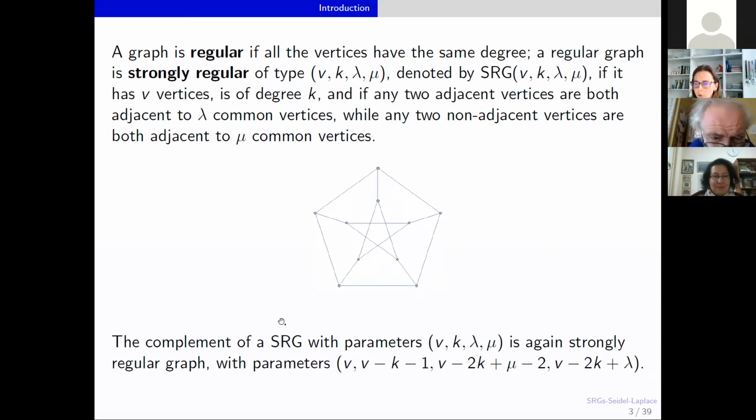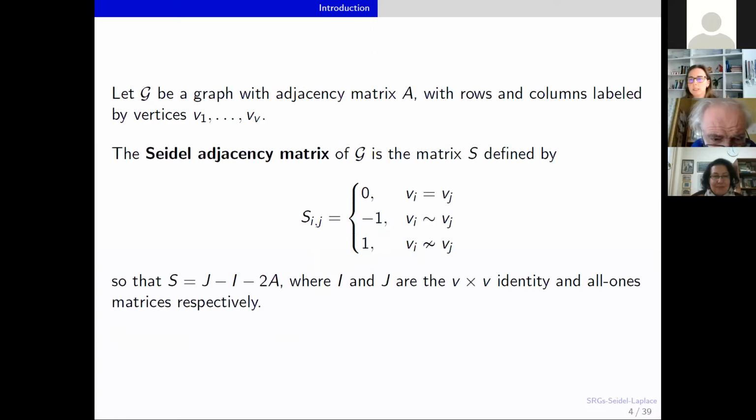A very well-known fact, which is easy to see, is that if you have a strongly regular graph, then its complement will again be a strongly regular graph, and we can calculate its parameters. If the parameters of a strongly regular graph are v, k, lambda, mu, then the parameters of its complement are these ones. So you can always be sure that when you have a strongly regular graph, its complement is again strongly regular.